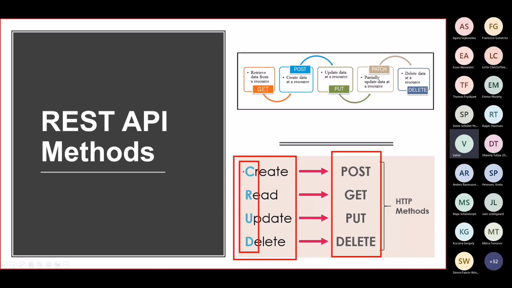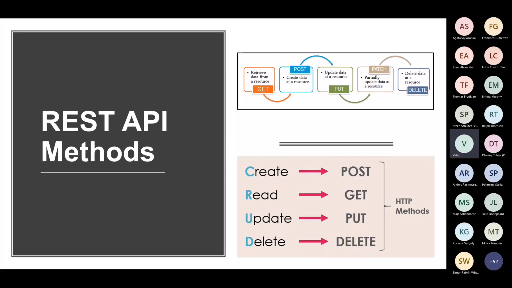So post means to create something, to create data at the resource. Get is to read data, to retrieve information from the resource. Put is update, and delete is delete. But we have another one, which is patch. Patch is similar to put, but with one small difference: it partially updates data and resources. So we can use all of these methods with the Power BI API, based on the API we want to use.